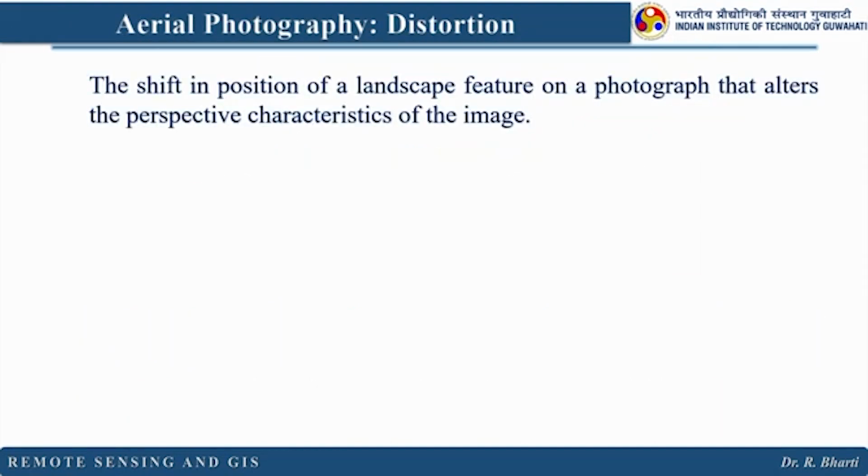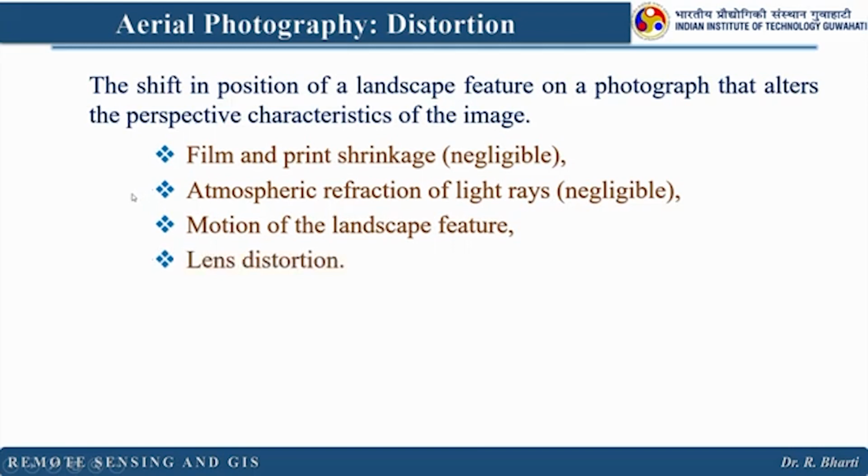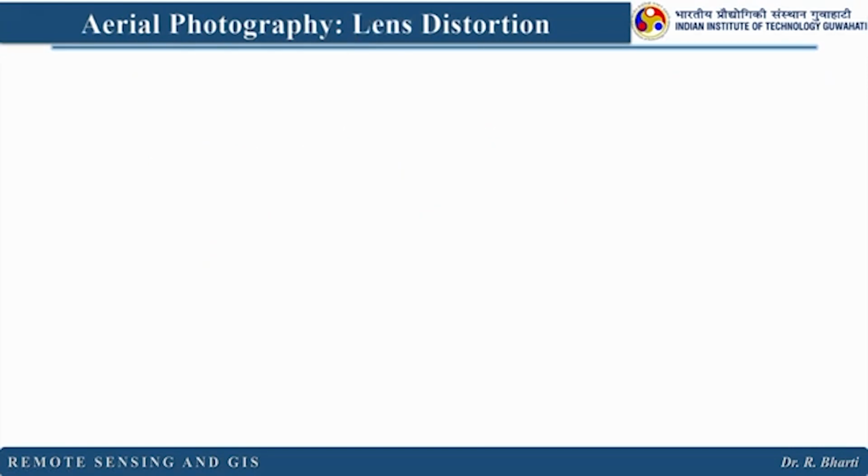Distortion is the shift in position of a landscape feature on a photograph that alters the perspective characteristic of the image. So film and print shrinkage, that is negligible. Atmospheric refraction of light rays, that is also negligible. Motion of the landscape feature, that also we consider negligible because we are maintaining that speed, right. Now the next is lens distortion. So lens distortion we cannot ignore.